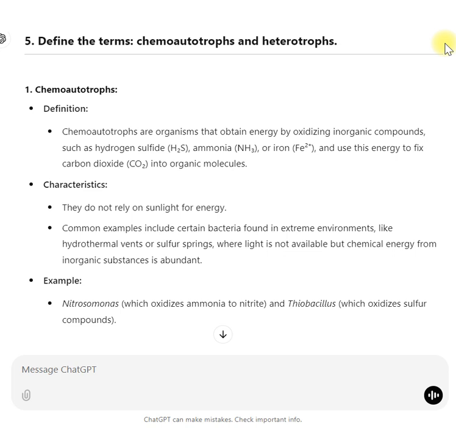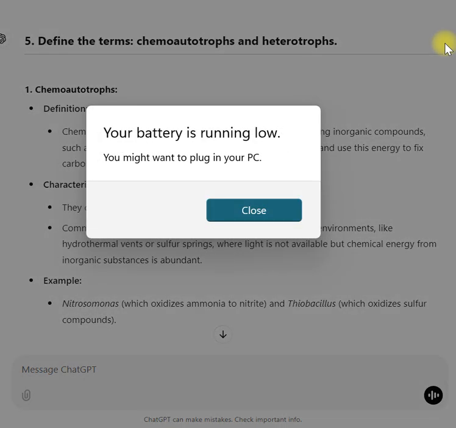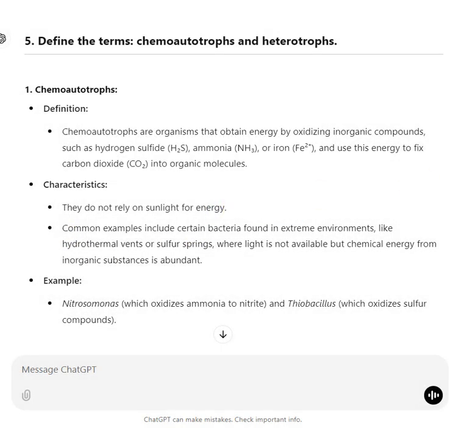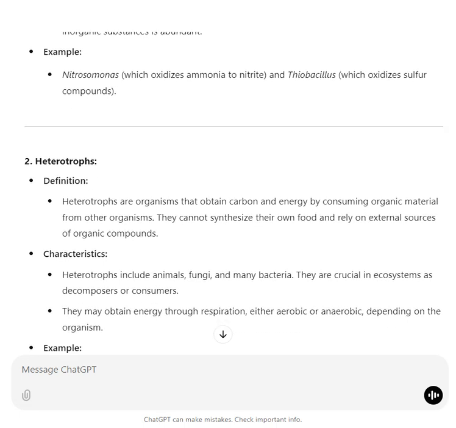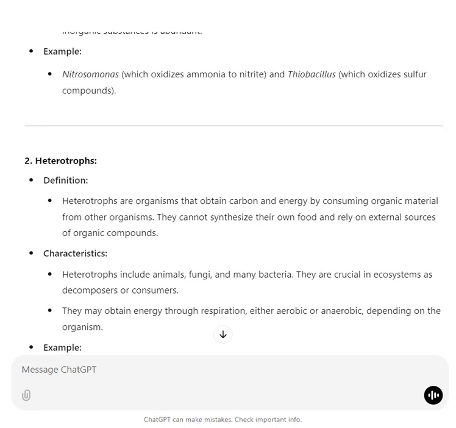Characteristics: They do not rely on sunlight for energy. Common examples include certain bacteria found in extreme environments, like hydrothermal vents or sulfur springs, where light is not available but chemical energy from inorganic substances is abundant. Example: Nitrosomonas, which oxidizes ammonia to nitrite, and Thiobacillus, which oxidizes sulfur compounds.